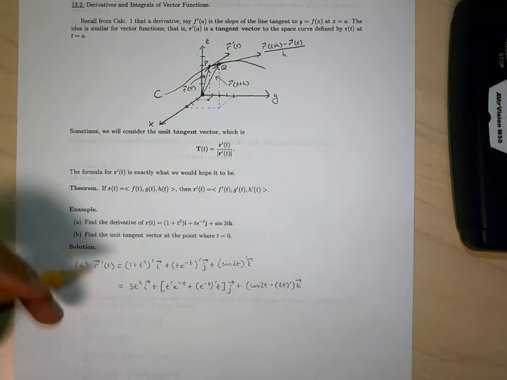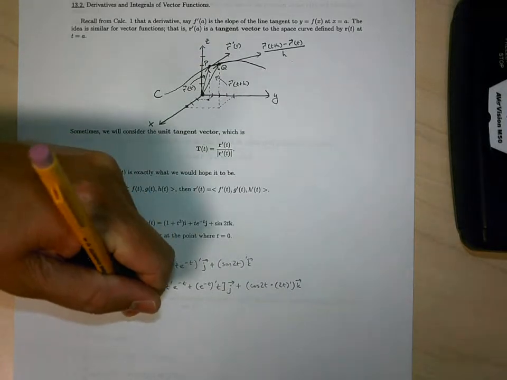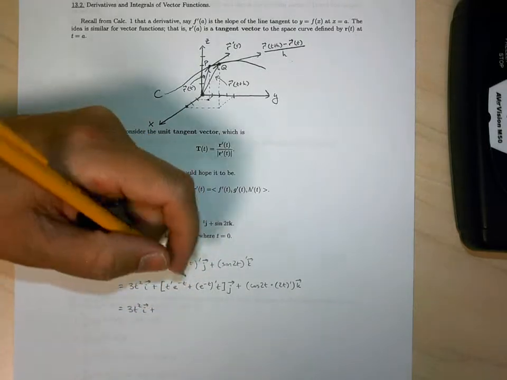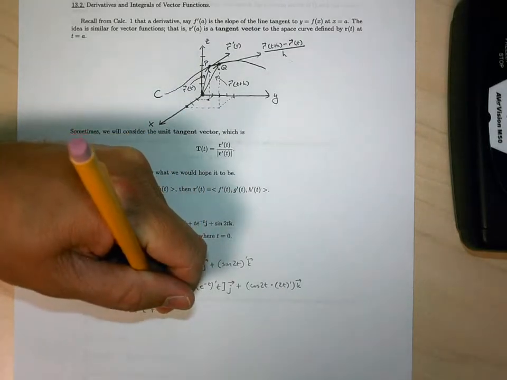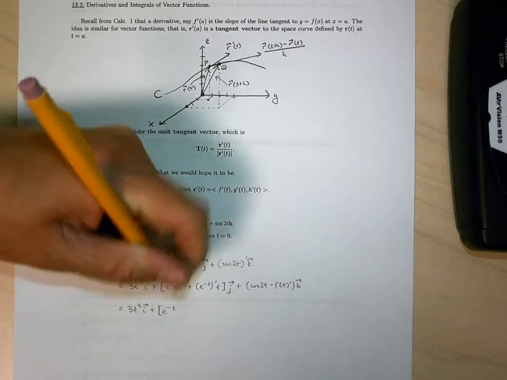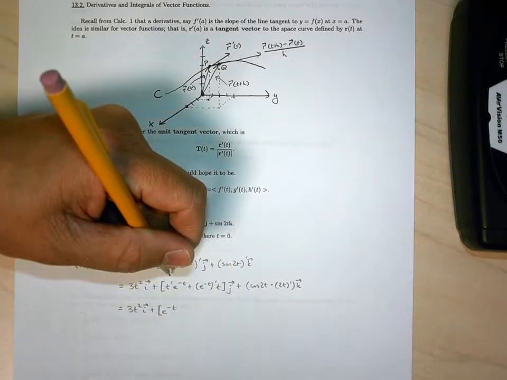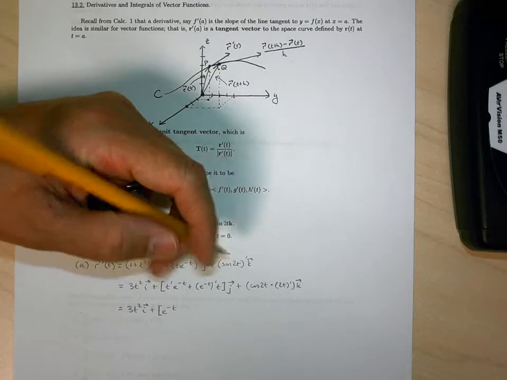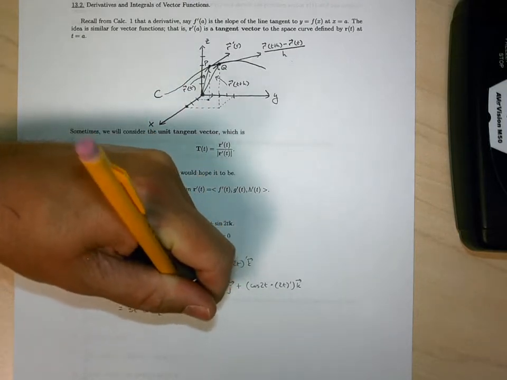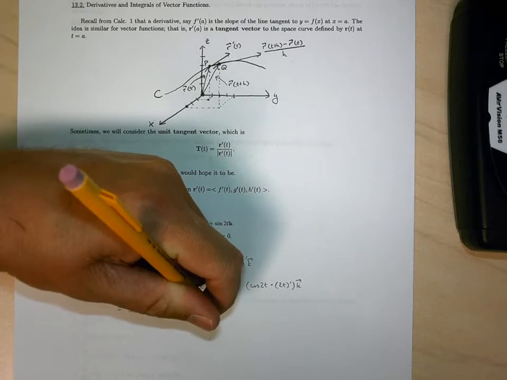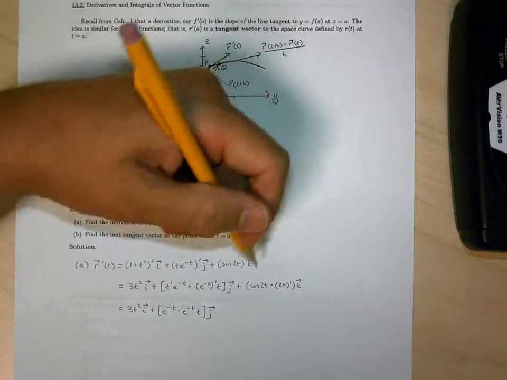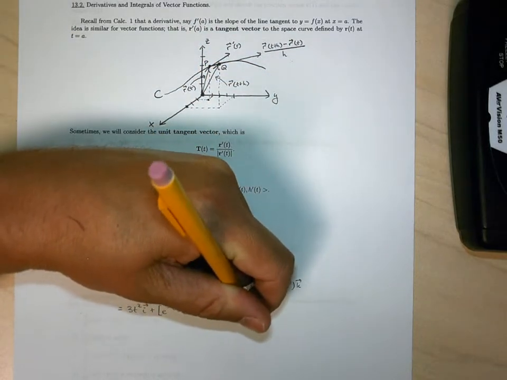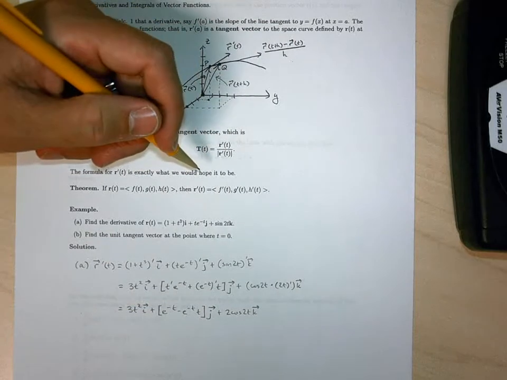And now let's clean this up a little bit. So I have 3t squared in front of i. And then here inside the brackets, I have e to the negative t, since the derivative of t is 1. The derivative of e to the negative t is negative e to the negative t, so I have minus e to the negative t times t, all in front of j. And the derivative of 2t is 2, so I have 2 cosine 2t, all in front of k.